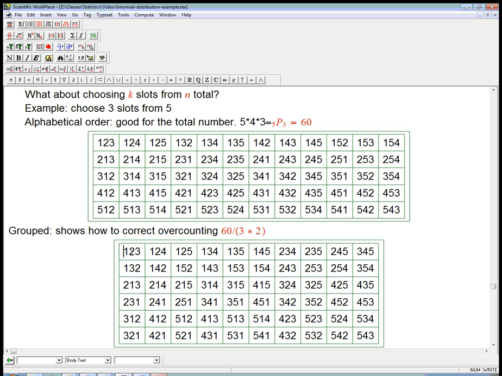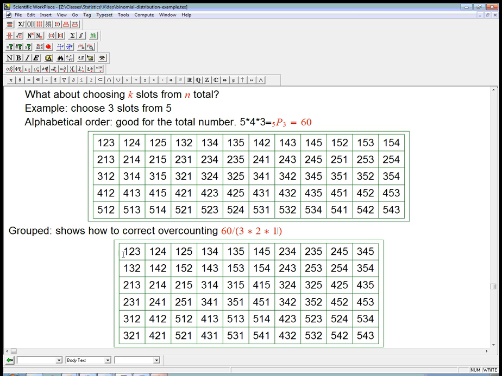Now, suppose I've picked the 1 and the 2. How many choices are there for the third slot? Remember, I'm only looking at this column, so the only choices right now are 1, 2, and 3. There's 3 slots and 3 numbers to put in. So once I've picked the first 2, the last one has only 1 choice. Now, it might seem a little silly to put in times 1, because it doesn't do anything in terms of the number, but it shows the pattern.